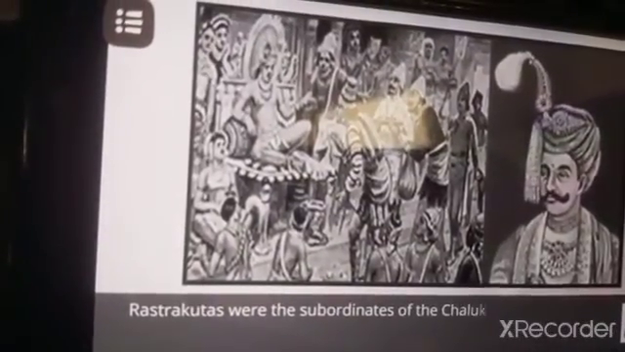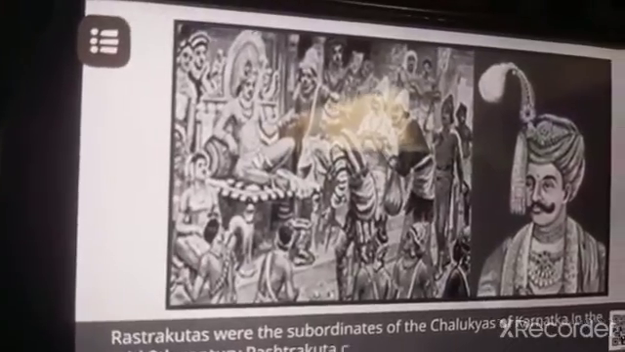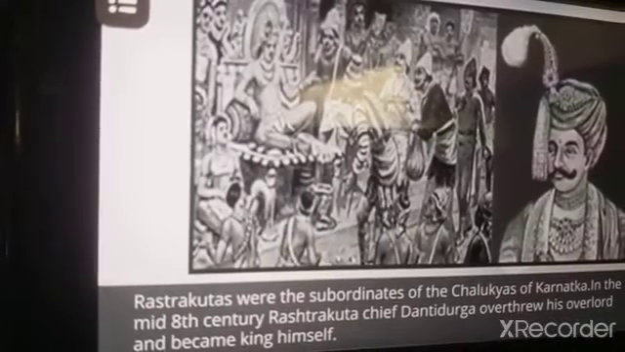Slowly and gradually, these Samantas became powerful and rich, and they declared themselves to be Mahasamantas or Mahamandaleshwaras, means the great lord of a region. Sometimes they also became independent from their overlords. For instance, Rashtrakutas were the subordinates of the Chalukyas of Karnataka. In the mid-8th century, a Rashtrakuta chief, Danti Durga, overthrew his overlord and became king himself.